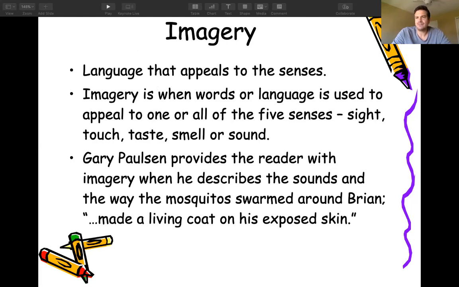Imagery. Think back to our haunted houses that we made way back in the fall. It appeals to our 5 senses. It'll describe in a lot of depth how something looks, what it feels like, smells like, sounds like. The cracking of the glass as the ball crashed through it. Gary Paulsen gave us a ton of imagery when he said the mosquitoes swarmed around Brian and made a living coat on his exposed skin.